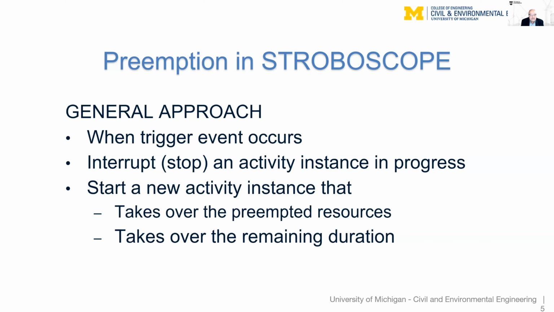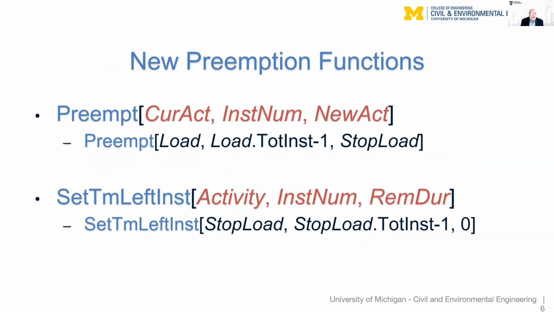And that new activity takes over the preempted resources and the remaining duration of the preempted activity. This is done with essentially two new functions. The first function is called preempt, and it takes 3 arguments, as you see there. And I'll go through the example, which is easier to understand.